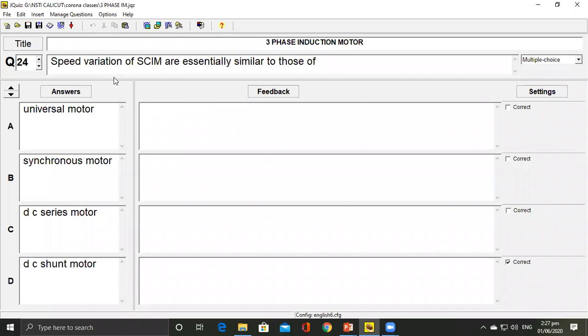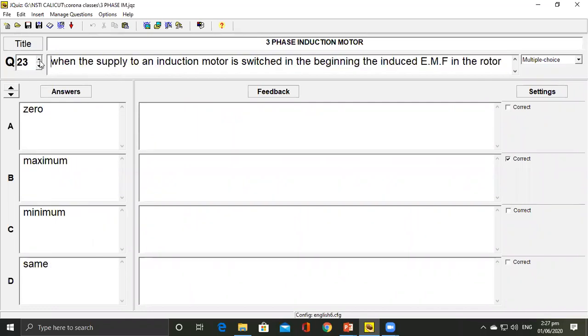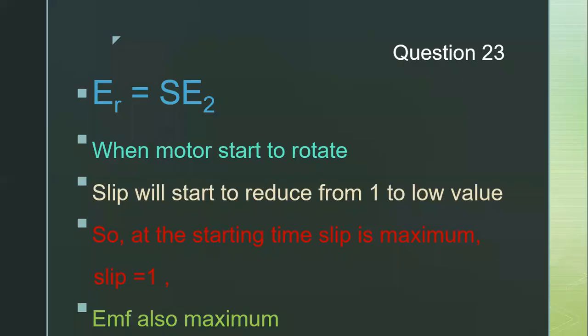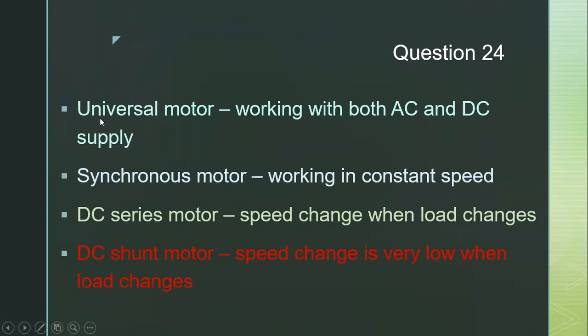Then we are going to the 24th question. What is the 24th question? Speed variation of squirrel cage induction motor are essentially similar to those of which motor? Option A is universal motor, option B is synchronous motor, option C is DC series motor, and option D is DC shunt motor. For a squirrel cage induction motor, you already know that when the load is increasing, the speed varies very slightly. It's not constant, there is a slight variation.